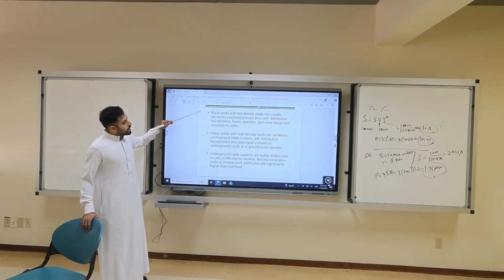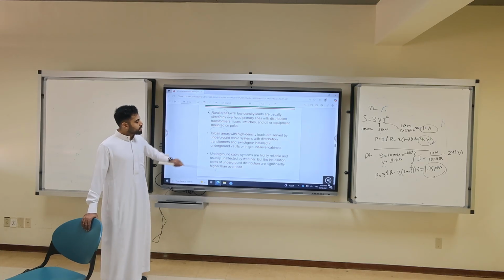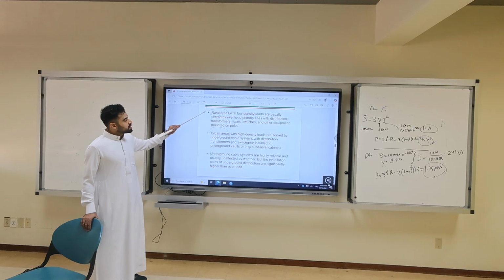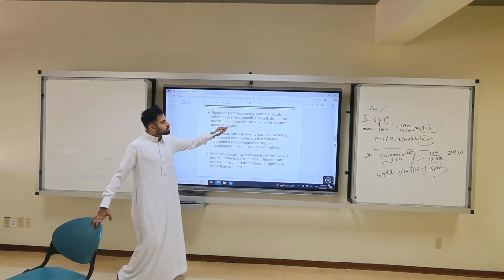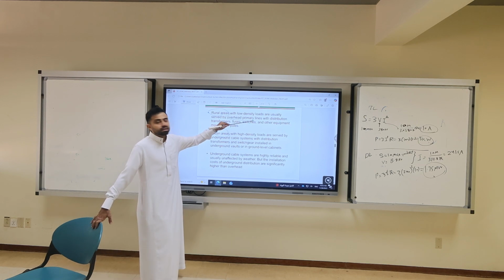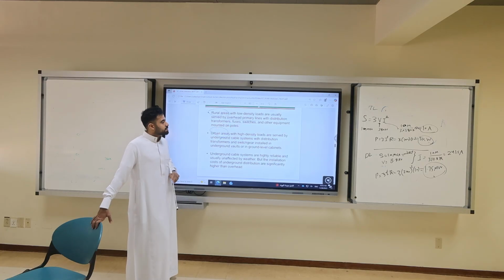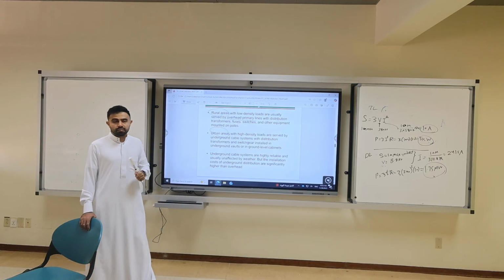Now, here we have rural areas, urban areas. What's the difference between them? The suburbs and small towns have low density population, and they are usually served by overhead primary lines with distribution transformer, the fuses, switches, and other equipment mounted on the poles.